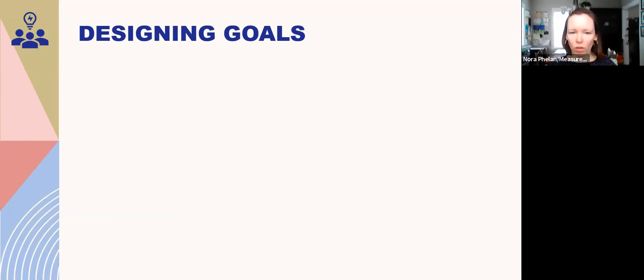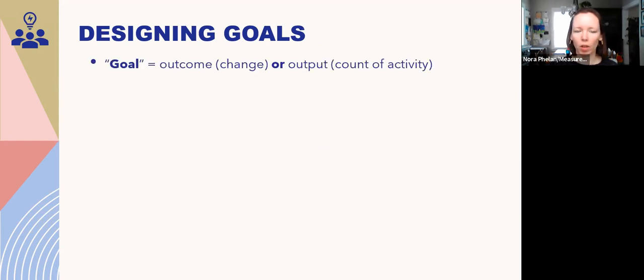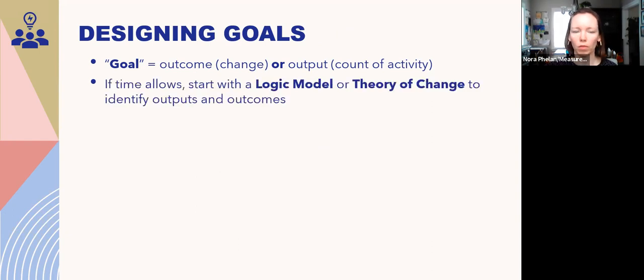So now we get into the step of designing your goals. As far as terminology, I'm going to use goal to refer to either an outcome, which is a change, as I discussed, or an output, which is more simply a count of an activity. So a goal for a program, for example, could be to serve 75 participants. That's still a valid goal. It's just not an outcome. It's more of an output, just counting that activity. People may also use the term objective. They're kind of interchangeable as long as we're clear what we're talking about.